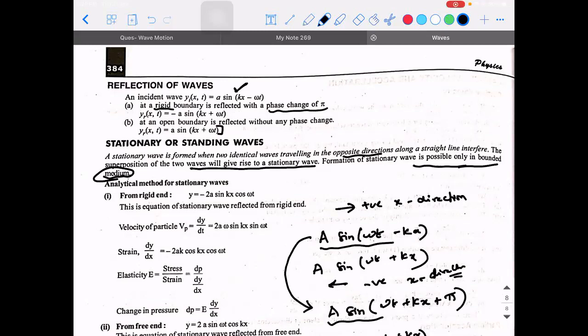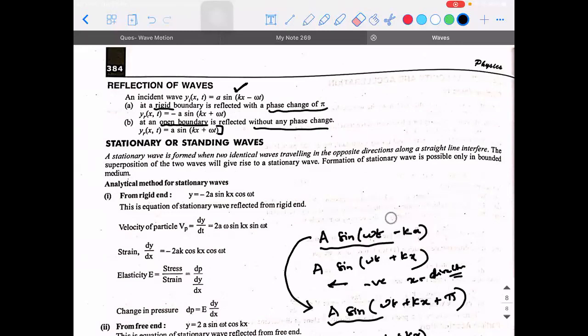Whereas, if there is a wave which is incident on an open boundary and is reflected, then there will be no phase change. There will be no phase change. It again involves the molecular theory and all. Let's not get into those details. Let's have this in mind, as our objective is only to solve problems.